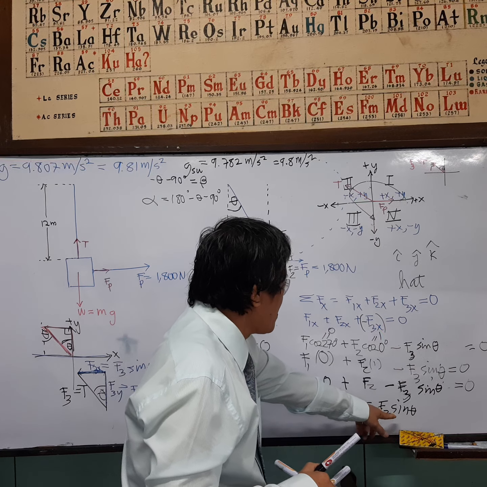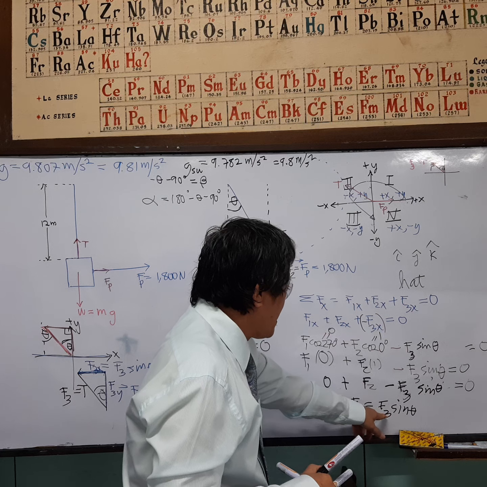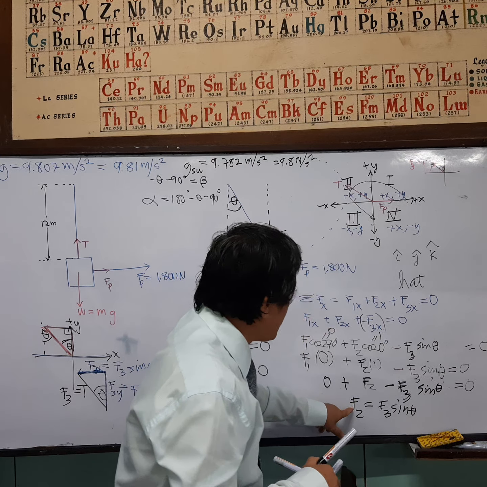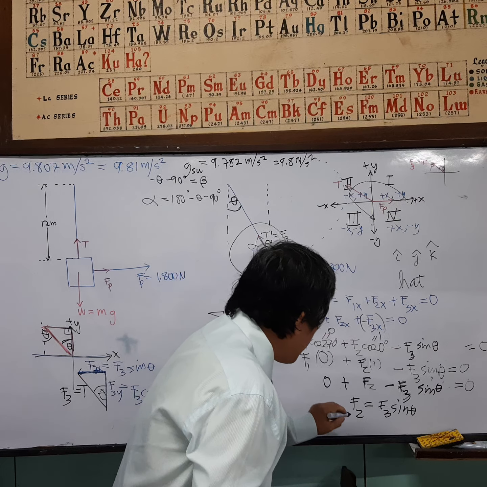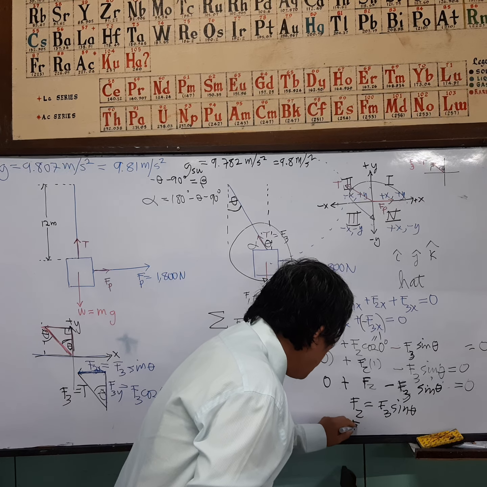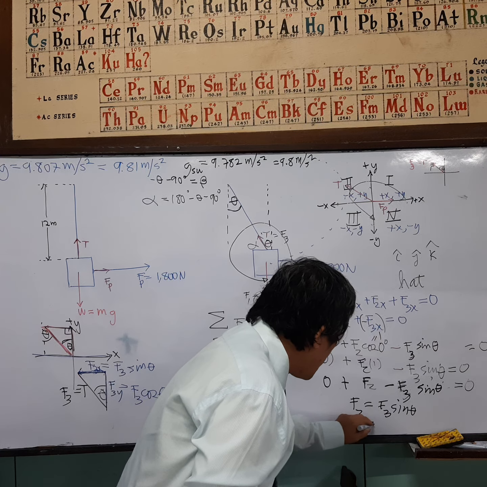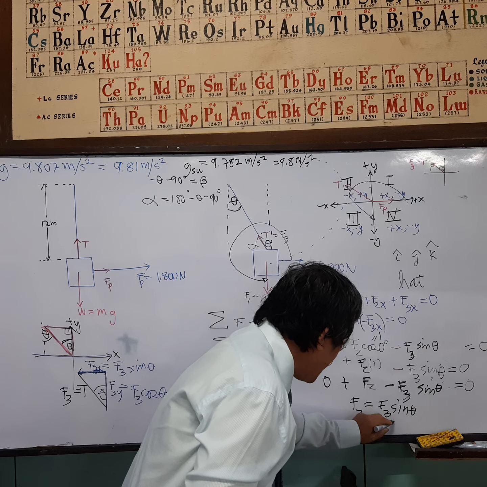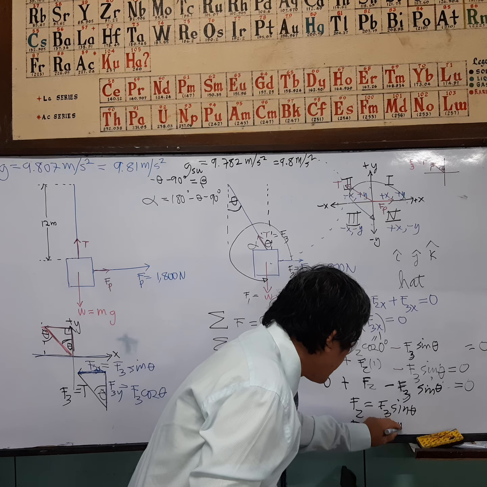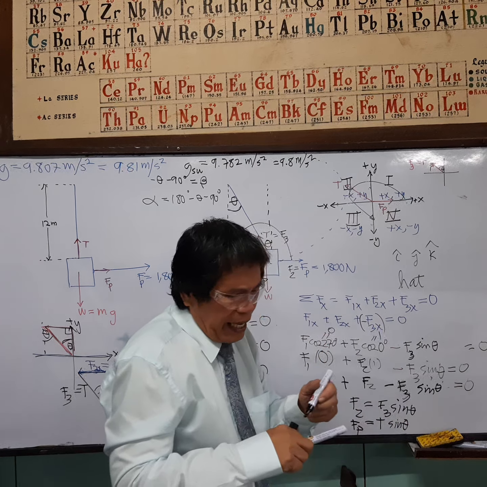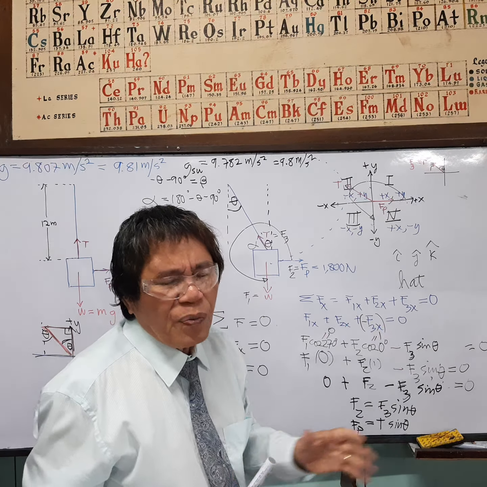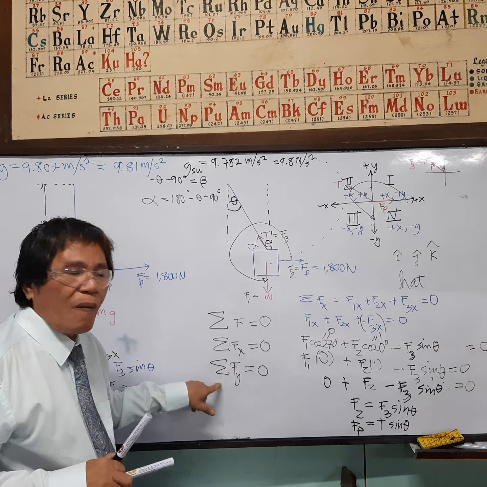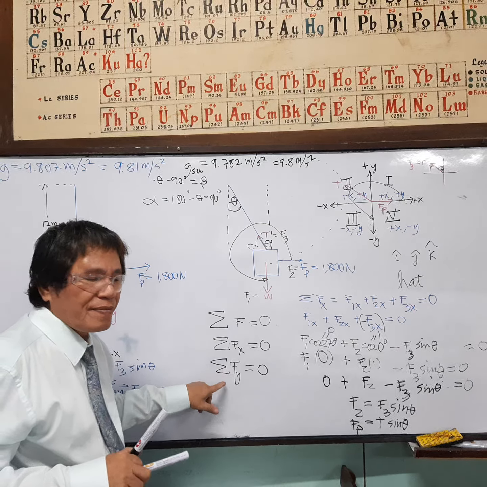Theta is known, F3 is known. This W2 is our FP, the pulling force, and our F3 is the tension. Theta is unknown, tension is unknown, we cannot solve the problem. So we need the next component, the Y components.